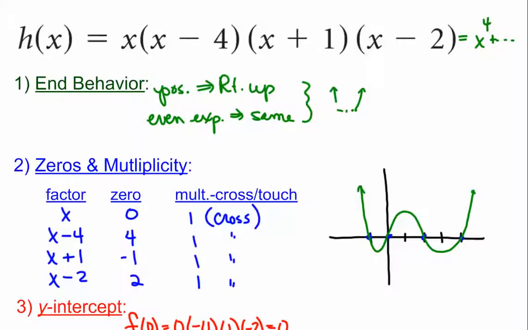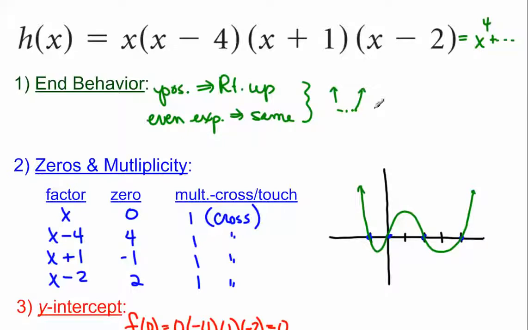Okay, two last examples of sketching polynomial functions. This h of x is already factored out for me, which is really nice as far as finding the zeros, but it doesn't really help me with the leading term. So I have to think about if I multiply this all together, what would I end up with? Well, there's no exponents on any of these factors, so it's x times x is x squared, times x is x cubed, times x is x to the fourth. So our leading term is x to the fourth.